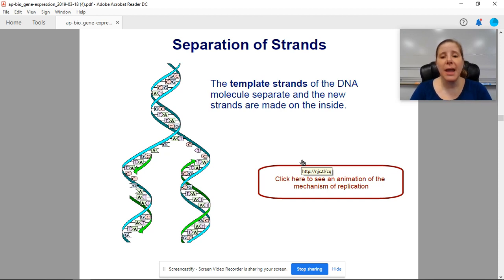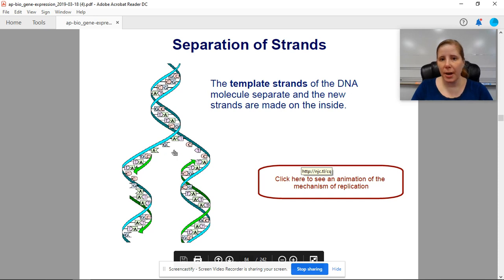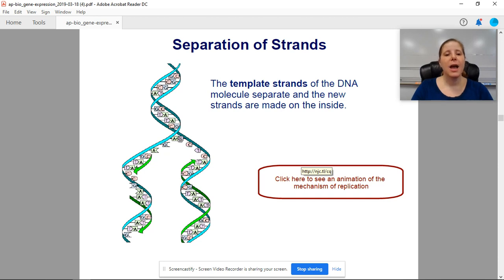Okay, so the template strand of the DNA molecule separates. The new strands are made on the inside. So it separates, it gets unzipped. We'll talk about how in a minute. And then the new copies will go next to this. You can tell this one is the leading strand because it's nice and smooth. The green arrow doesn't have any breaks. So as it unzips, now we'll put a G, now we'll put an A, now we'll put a G, and it'll just keep copying all the way up.